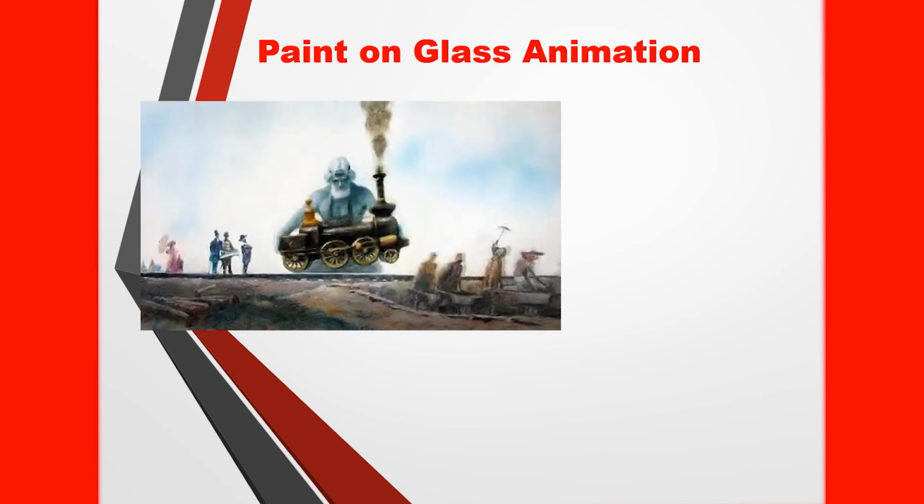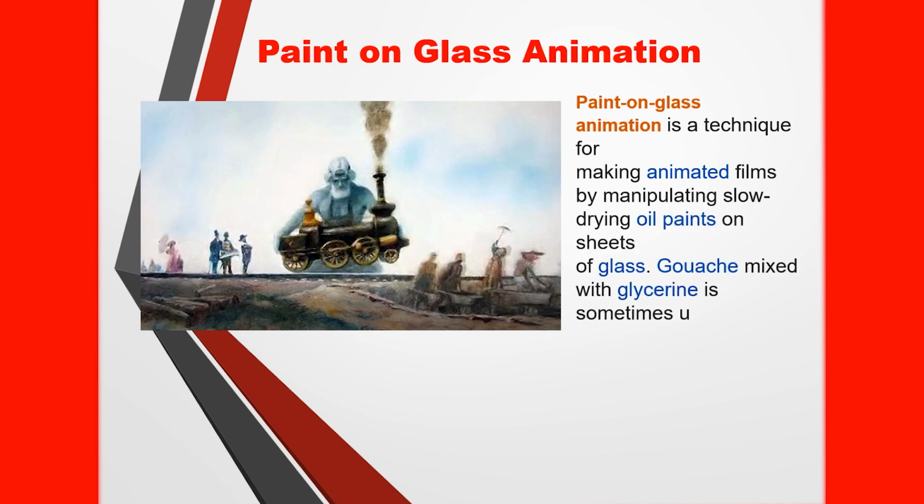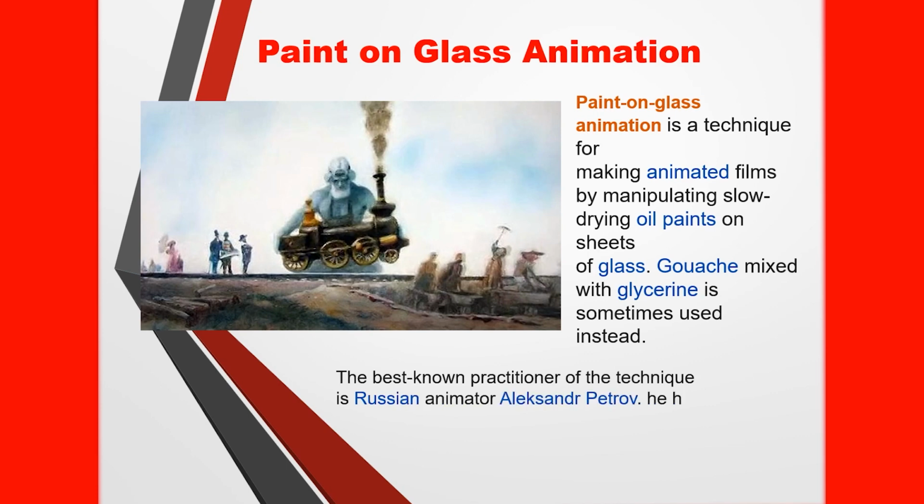Next is paint-on-glass animation. Paint-on-glass animation is a technique for making animated films by manipulating slow-drying oil paints on sheets of glass. Gouache mixed with glycerin is sometimes used instead. The best-known practitioner of the technique is Russian animator Alexander Petrov. He has used it in 7 films, all of which have won an award.